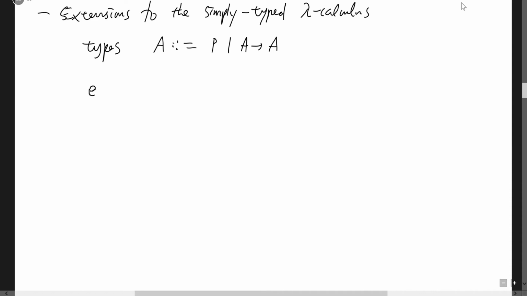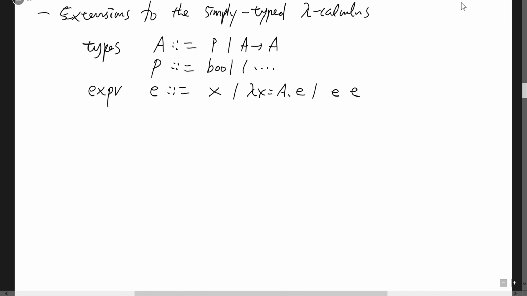And for expressions, we have variable, lambda abstraction, and application. And of course, this base type can include, for example, Boolean and other base types. And in that case, we have to extend the set of expressions. So for instance, for Boolean base type, we'll include true, false, and if then else, and so on.